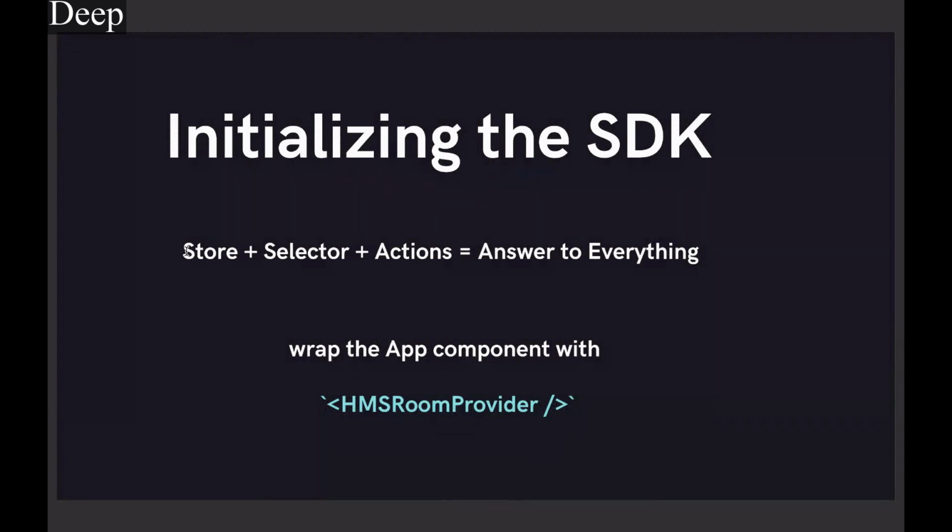If you want to leave the room, if you want to join the room, you just have to call the actions. If you want to know a particular state at a particular time, you just have to use the selector function and it will get it from the store.